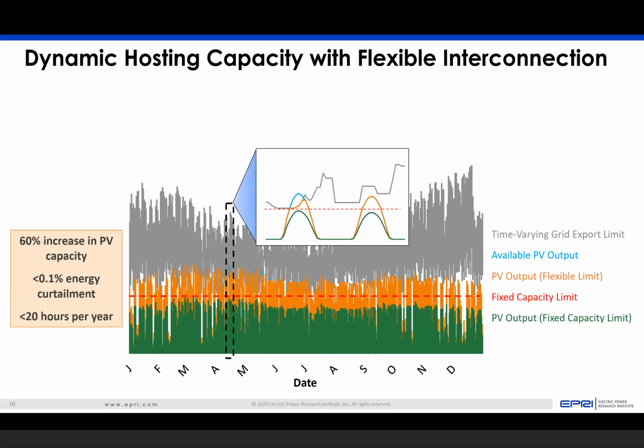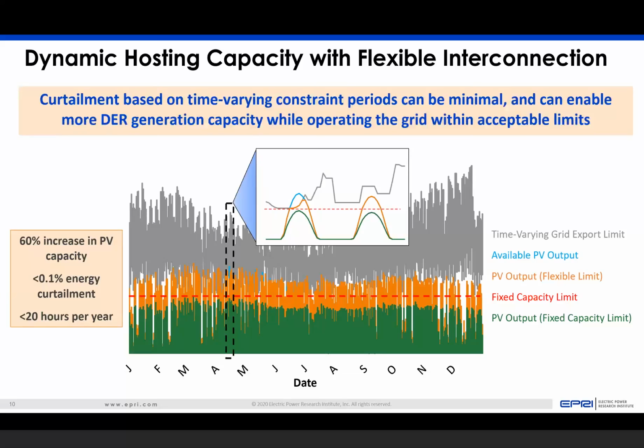So if you advance one more, this is really just to show that curtailment based on these time varying constraint periods can be minimal, and that you can enable more DER generation capacity while operating the grid within acceptable limits, assuming the appropriate visibility and control is in place. Next slide.